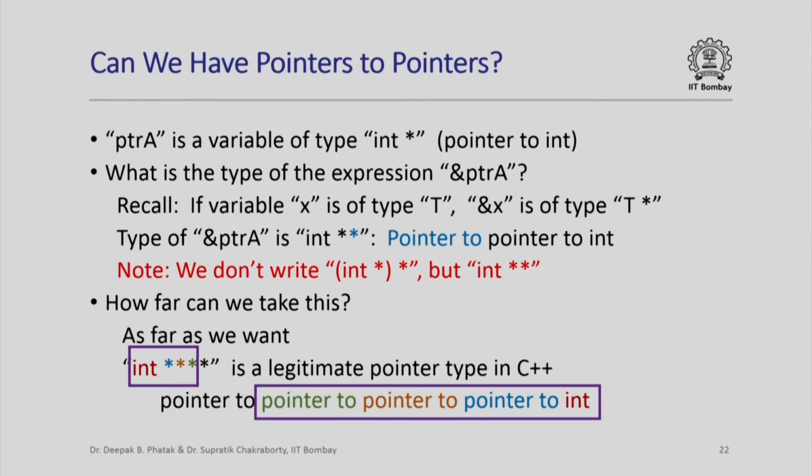What does it represent? Well, this black part is saying it is a pointer to something in the purple box. What is in the purple box? That is a pointer to, the green part is saying it is a pointer to something in the purple box. What is in the purple box? The orange part is saying that it is a pointer to something in the purple box, which in turn is a pointer to something in the purple box, and that is an int.